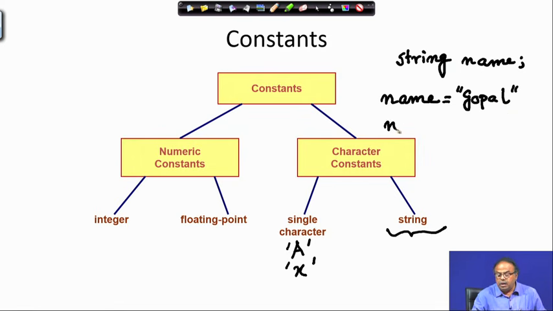It could also be name equal to x 1 to y, in double quotes. Note that in this case I am using double quotes, whereas for single characters I was using single quotes. These are some of the rules of defining character constants or numeric constants in C.